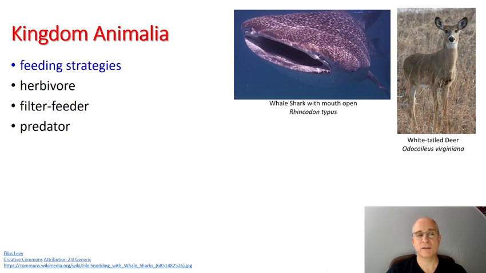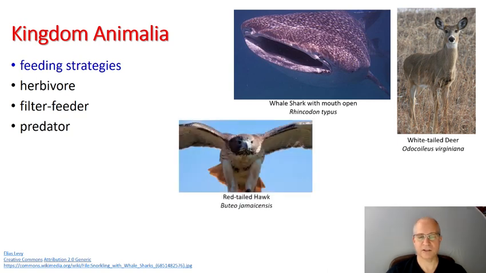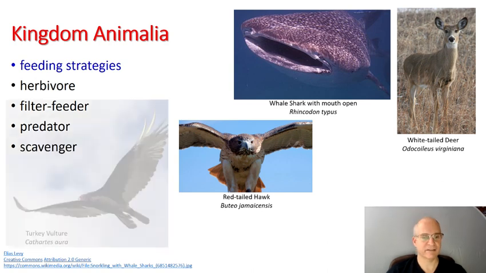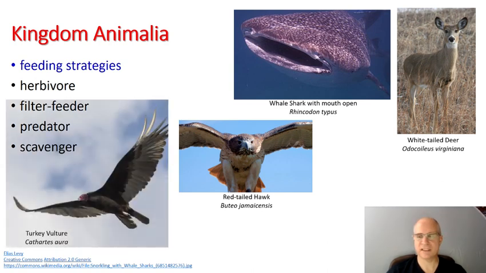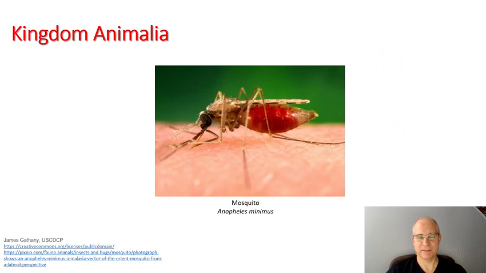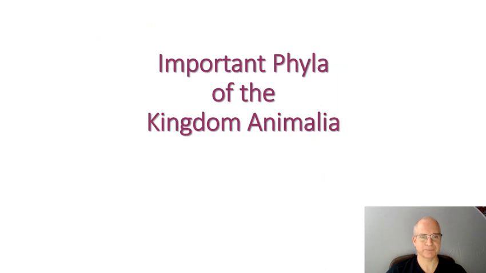Some animals are going to be predatory, like the red-tailed hawk that you see there. Some animals are going to be scavengers, like the turkey vulture that you see flying there. And some animals are going to be parasites, like the mosquito that you see there. So different animals are going to have different feeding strategies.